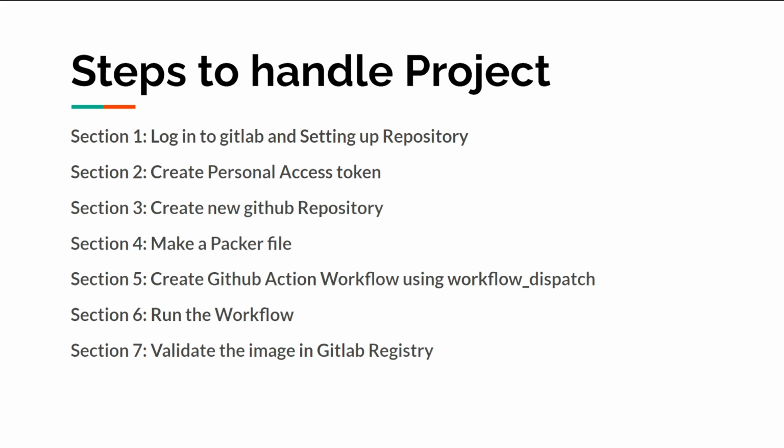The steps we are going to handle here: we'll set up the repository in GitLab, create the personal access token, which is the credential part. Then we'll create a new repository with the Packer files to build the Docker image and the workflow action file. This is the important part, where we are making the change. Here we have to define the workflow dispatch part, which gives the authority to trigger the CI/CD pipeline manually. Then we'll run the workflow and validate in the GitLab registry whether our new tag has been pushed or not. So let's move to GitLab.